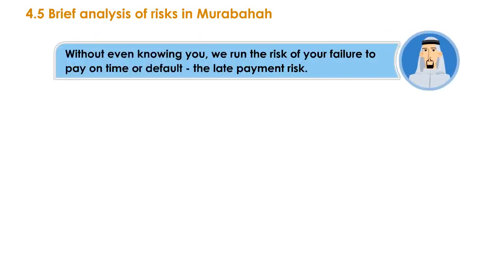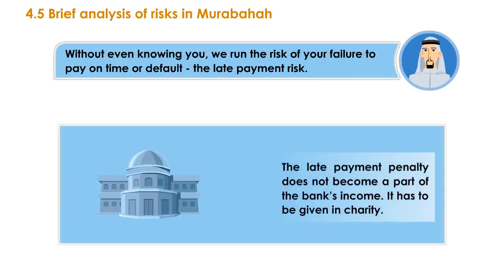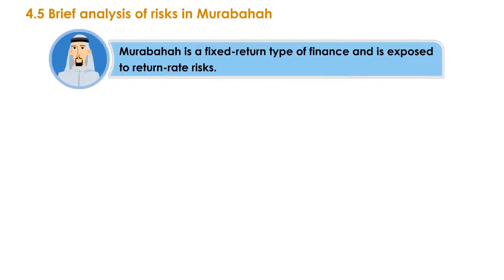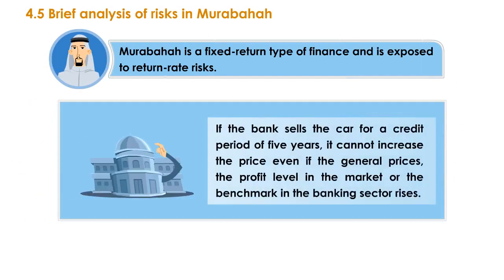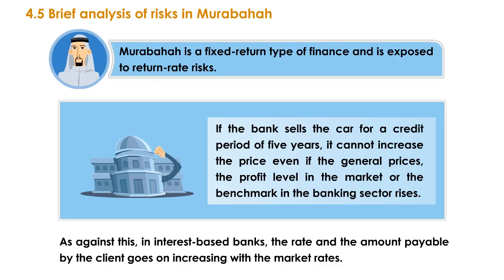Without even knowing you, we run the risk of your failure to pay on time or default, the late payment risk. The late payment penalty does not become a part of the bank's income. It has to be given to charity. Murabbaha is a fixed return type of finance and is exposed to return rate risks. If the bank sells the car for a credit period of 5 years, it cannot increase the price even if the general prices or the profit level in the market or the benchmark in the banking sector rises. As against this, in interest-based banks, the rate and the amount payable by the client goes on increasing with the market rates.